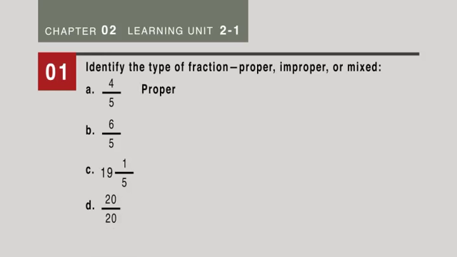For B, we've got 6/5. Is 6 larger or smaller than 5? It's going to be larger, so that's an improper fraction. For C, it's 19 1/5. Because we have a whole number and a fraction, that's called a mixed fraction. For D, it's 20/20, and because the numbers are the same, that's also called an improper fraction.